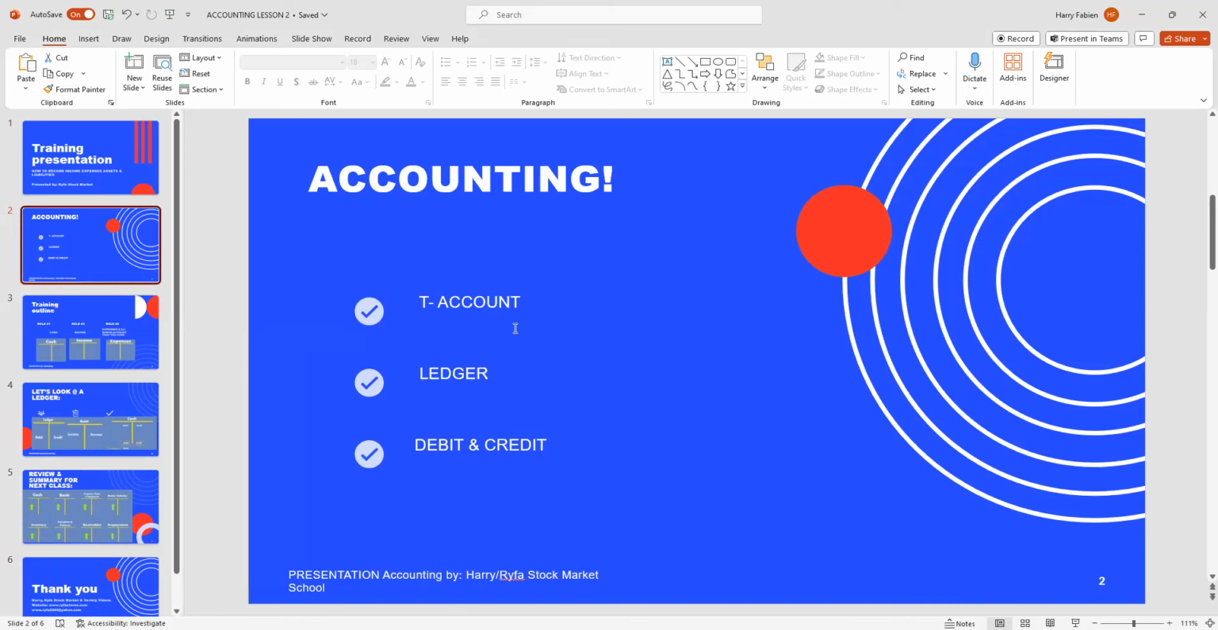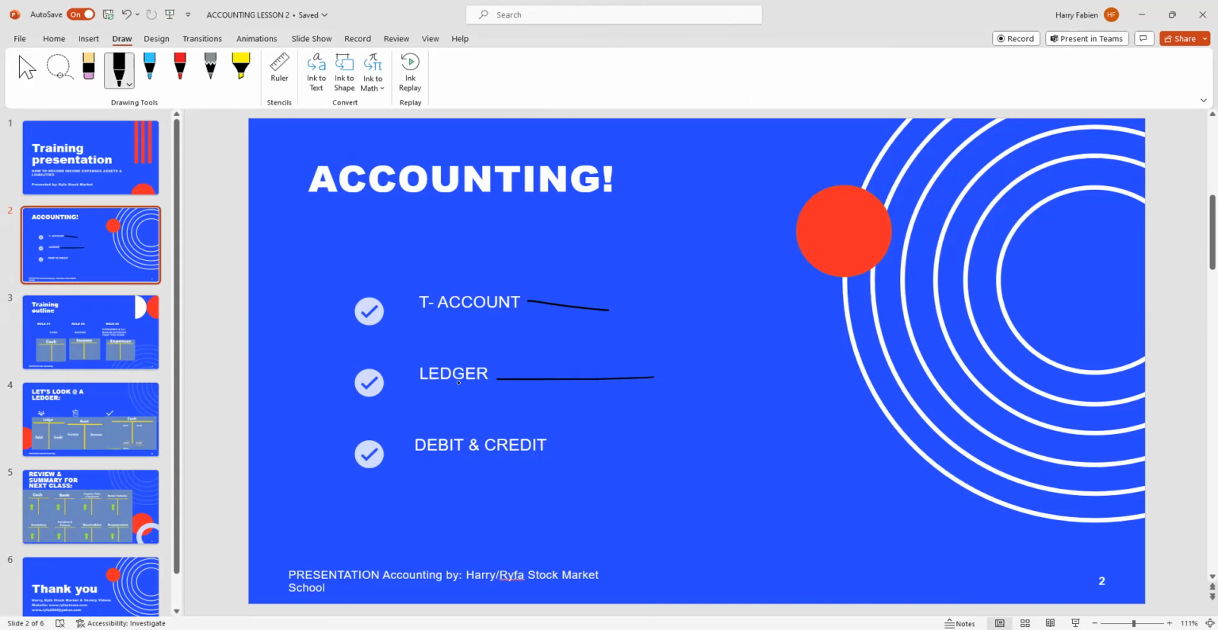It's going to be about T account, ledger, and debit, and the ledger itself is an account or record used to store bookkeeping entries for balance sheet and income statement transactions. So I'm going to show you the real practice, how you do your T account, your ledger, and debit and credit. Remember, before we used to use paper to record and calculate things. But now with accounting, everything is different.